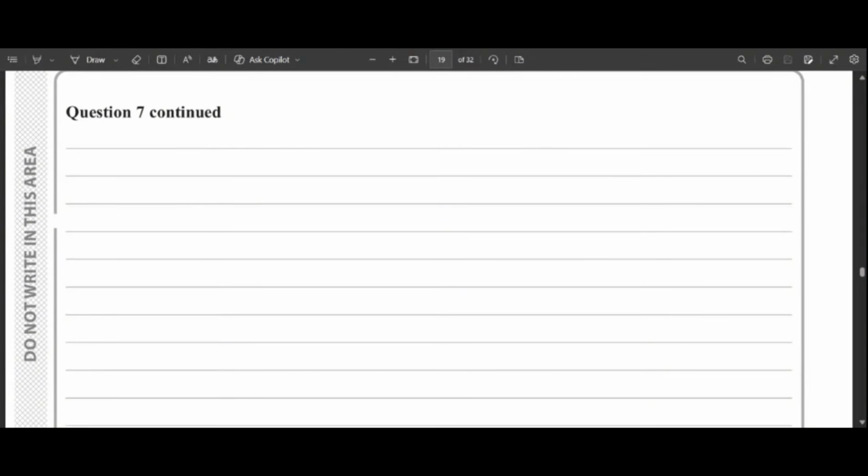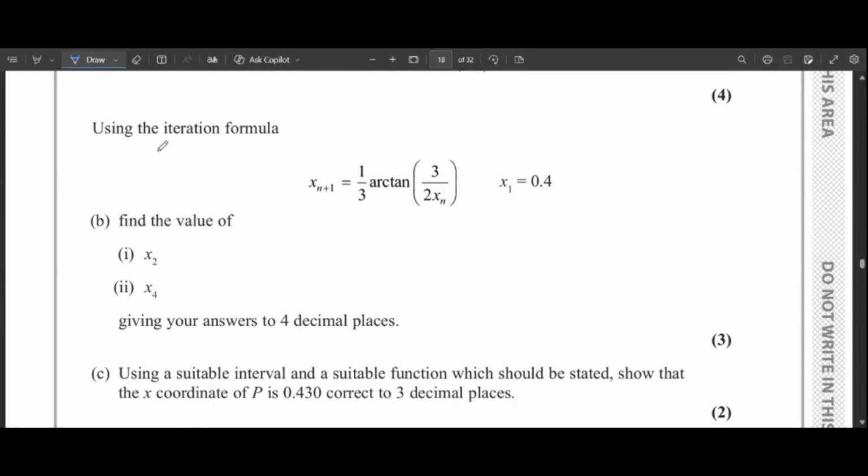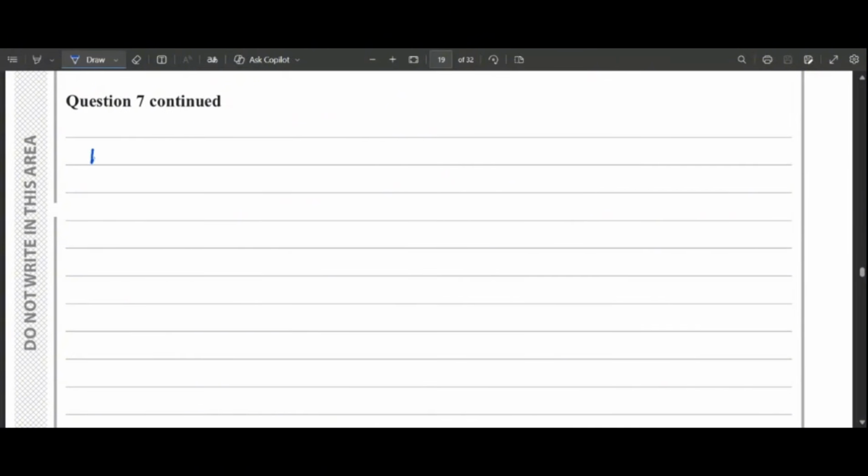So now for part B, we have to find... we are given an iteration formula x(n+1) equals 1 by 3 arctan 3 by 2 xn, where x1 is equal to 0.4. Now we have to find the value of x2 and x4, and we have to give our answers to 4 decimal places. Now in part B, we have to find iterations.